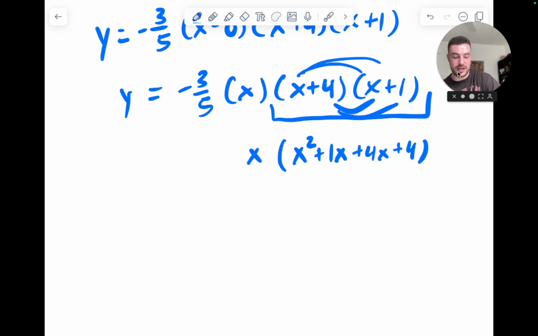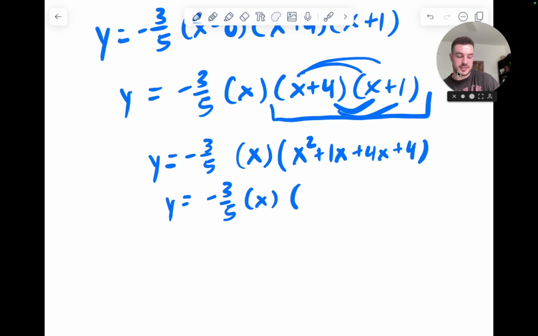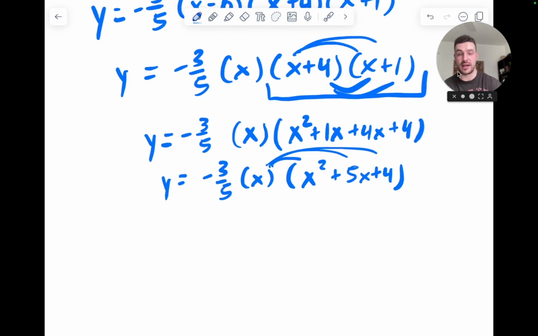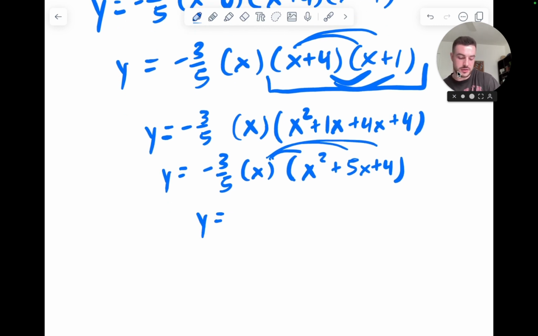Again, I can't forget I've got that x in the front and that negative 3 over 5 with my y equals. So I have y equals negative 3 over 5 times x still, and I'm going to simplify this to give us an x squared plus 5x plus 4. And I'm going to distribute in that x value, y equals negative 3 over 5 times x to the third plus 5x squared plus 4x.